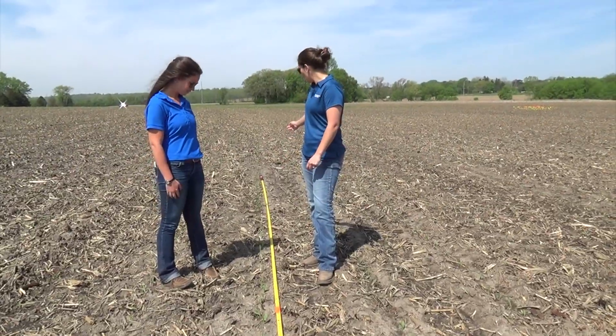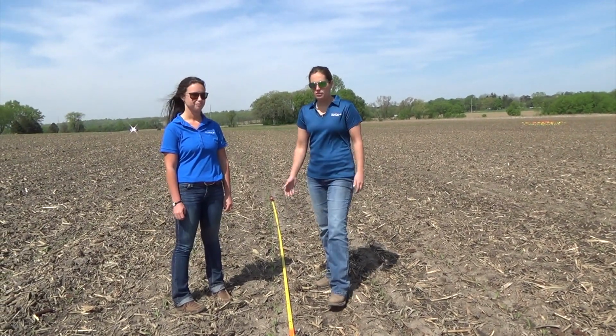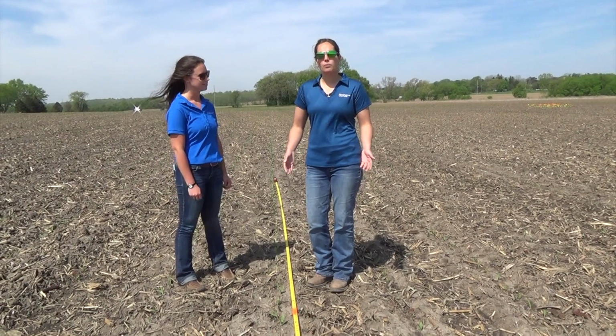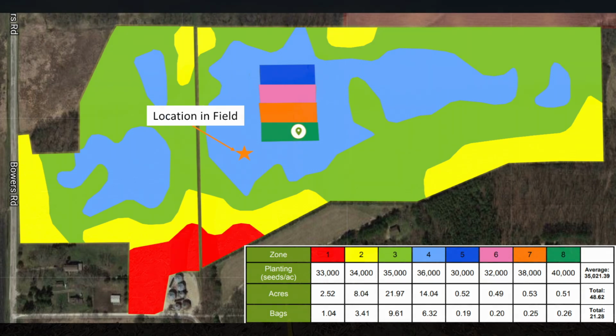What's the population that we got here, Carly? 36,000. This zone here was variable rate planted, and we did shoot for 36,000, so the farmer will be very happy that that's how many plants came up. It's also important to note that if you're using a variable rate planting script, you want to do this stand count check in multiple zones to make sure that you have an accurate average of the field.